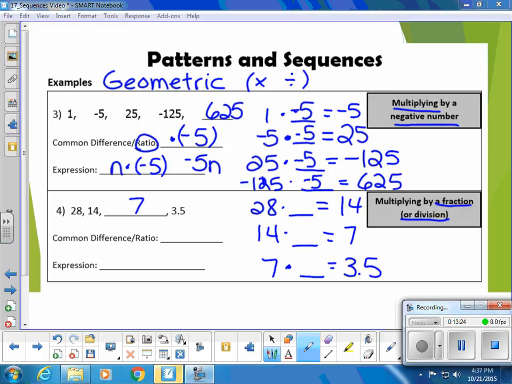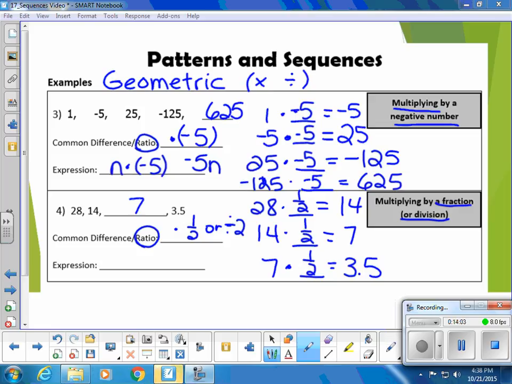If you look to go from 28 to 14, we know we're dividing because the numbers are getting smaller. And how do I do that? 28 divided by or multiplied by something equals 14. We're actually multiplying by 1/2 or dividing by 2, because 14 is half of 28. So our ratio, our common ratio, is multiplying by 1/2 or dividing by 2, because multiplying by 1/2 and dividing them into 2 sections is the same thing.